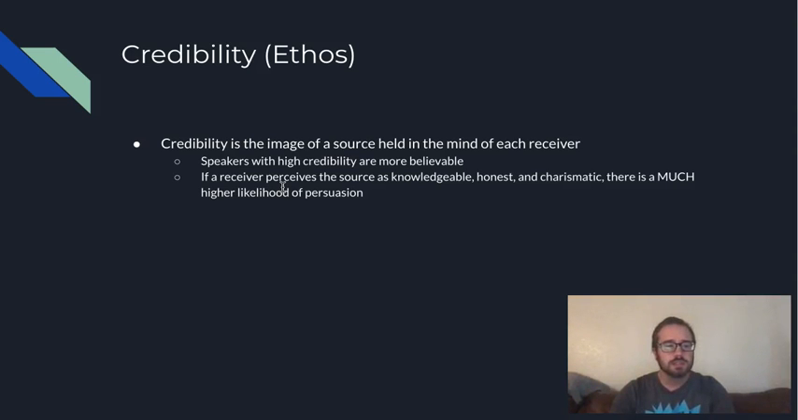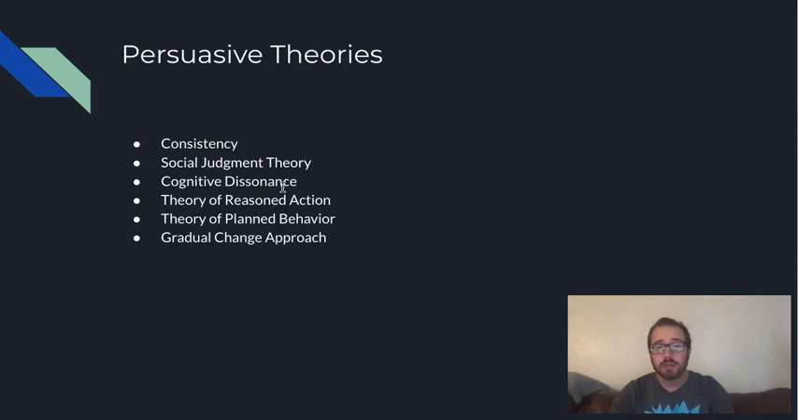So we've broken down these classical persuasive appeals, looked a little bit at pathos and ethos, and now I want to talk about some more modern theories of persuasion, right? So those classical appeals are sort of the original theory of persuasion. It was the first time that someone really sat down and wrote out, here's steps we can take to persuasion and how to do it. But of course, since then, a lot of people have written other theories about persuasion. So the persuasive theories I want to look at are consistency, social judgment theory, cognitive dissonance, the theory of reasoned action, planned behavior, and the gradual change approach.